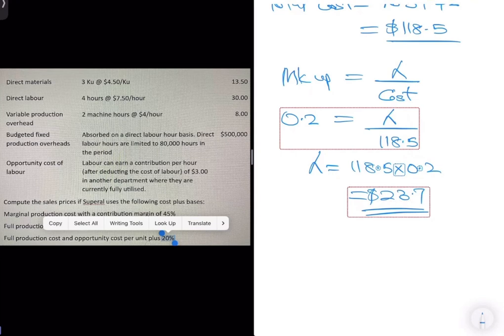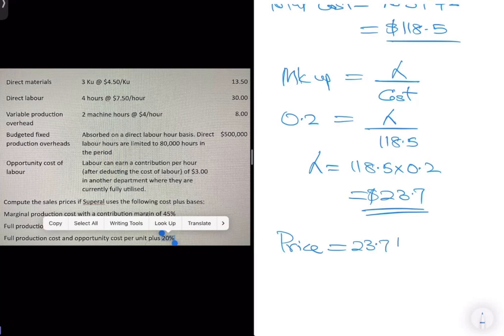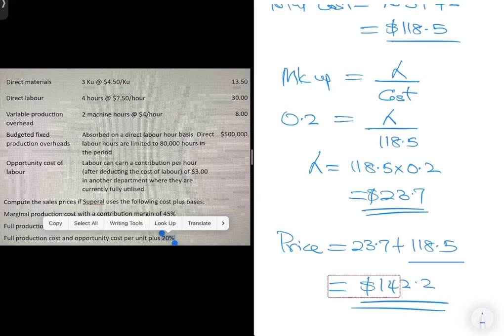If that is the profit that we want, then what price do we have to charge? We need to add that profit on top of the cost. So which means the price that we have to charge will be equal to 23.7 plus the cost that we are using as our basis. This is the cost basis. And if you add both of them together, 23.7 plus 118.5 will give you $142.2. Any question?